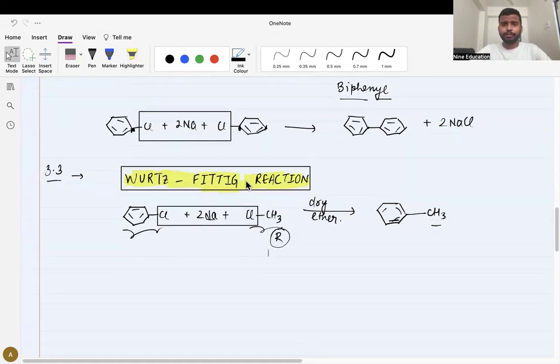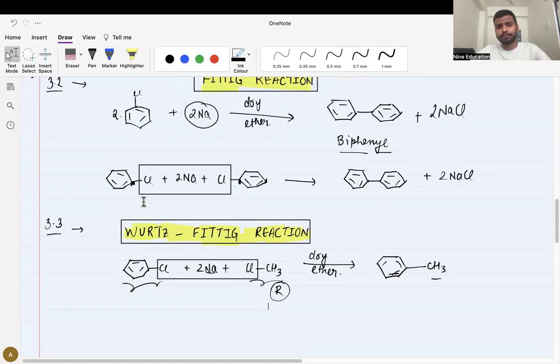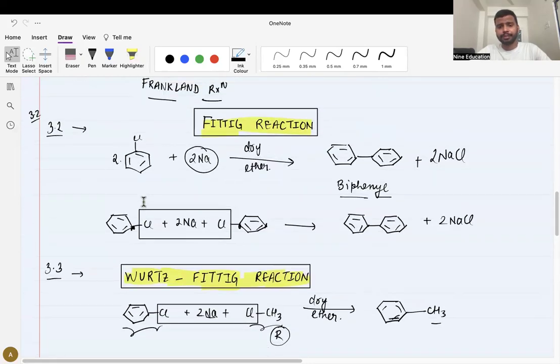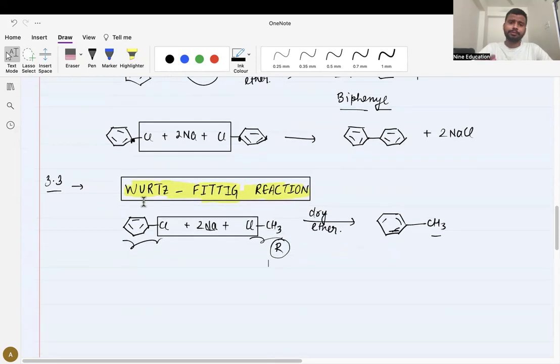So this is known as Wood's Fittig, है ना, by the name only. This is CH3Cl is Wood's, and with aryl halide you will get Fittig, है ना, दोनों को कंबाइन करके Wood's Fittig. See beta, in Wood's Fittig reaction what will happen?